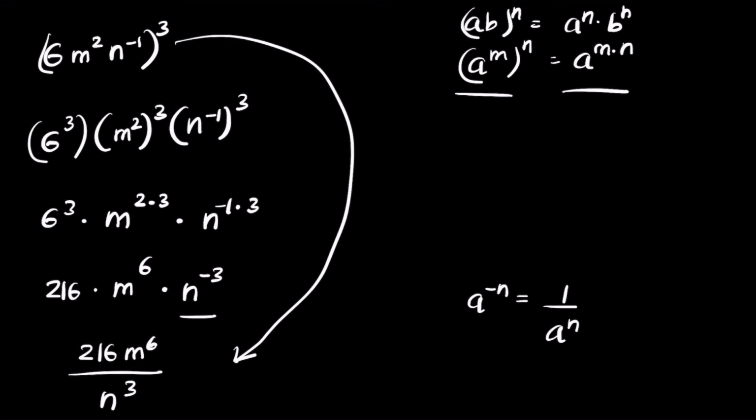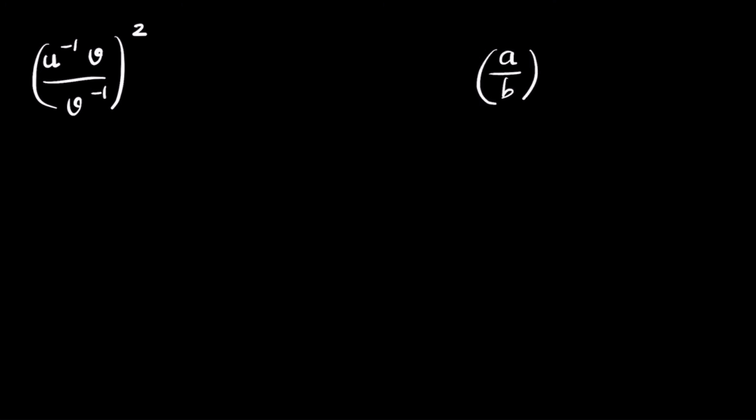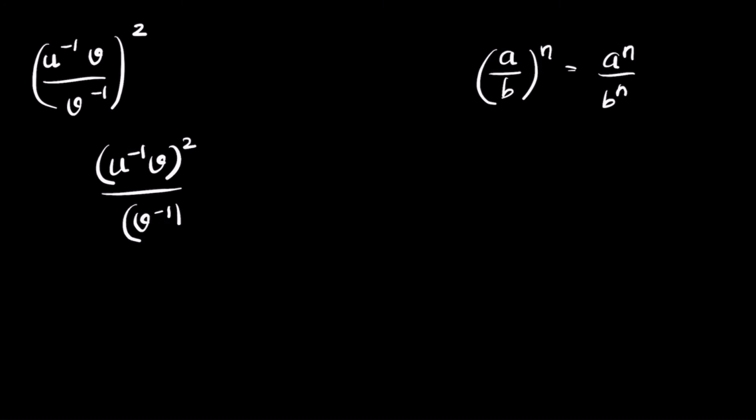Now let's try another example. Let's say I have u power negative 1 into v divided by v power negative 1 whole square. The first rule we have to use is a by b whole to the power n becomes a power n by b power n. So you have u power negative 1 into v whole square divided by v power negative 1 whole square.